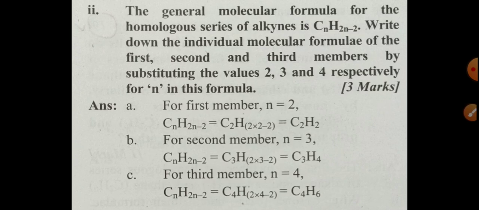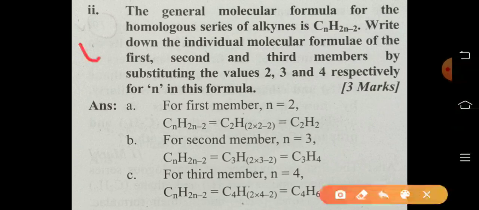And one more question is given there. Check that. The general molecular formula for the homologous series of alkyne is CnH2n minus 2. Write down the individual molecular formulae of the first, second and third member by substituting the values. For the first member the value of n is 2, for the second member n is equal to 3, and for the third member n is equal to 4.